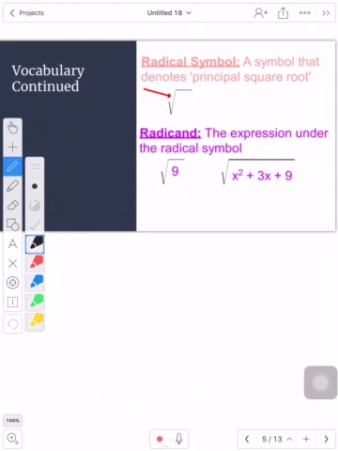Okay, again, I would recommend that you pause the video to write this out, and then go ahead and press play whenever you're ready to move on.